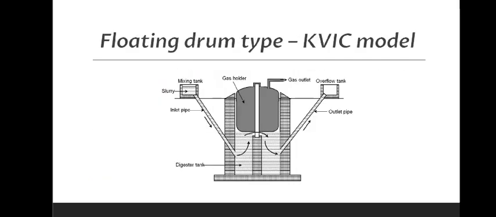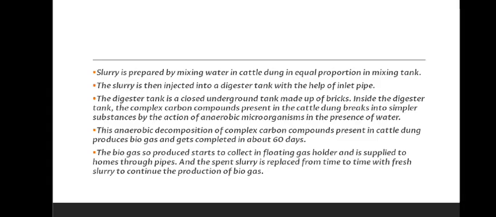Floating drum type KVIC model. Here, slurry is prepared by mixing water and cattle dung in equal proportion in the mixing tank. The slurry is then injected into a digester tank with the help of the inlet pipe. The digester tank is a closed underground tank made up of bricks.